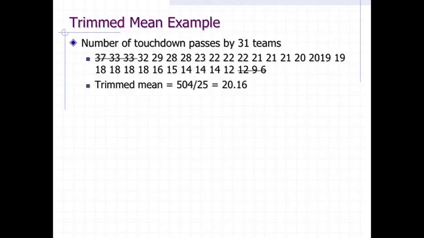Let's go back to the NFL football example. To compute the mean trimmed 20%, you remove the lower 10% of the scores, 6, 9, and 12, as well as the upper 10% of the scores, 33, 33, and 37, and compute the mean of the remaining 25 scores. This results in a trimmed mean of 20.16.